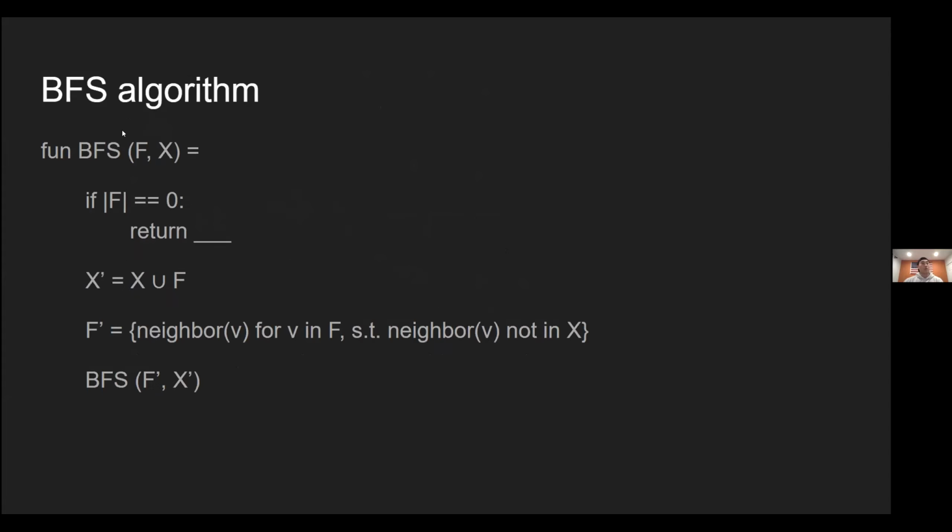Sweet. BFS. Quick algorithm review. For BFS, it's a little bit different. We only care about a current frontier and a set of nodes that we've seen. If the frontier is empty, we can return something depending on what we want for the algorithm. If it's not empty, then we add the current frontier to the set of nodes we've seen, and then we build a new frontier based on the neighbors of all the nodes in the current frontier that we haven't seen before, and we call BFS on this. So, super quick, easy review.